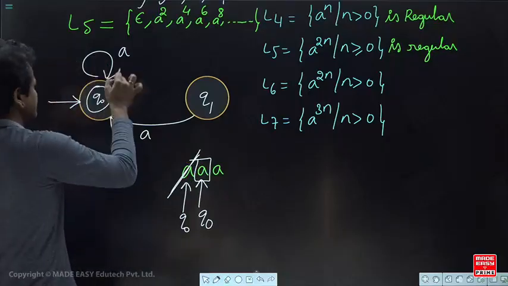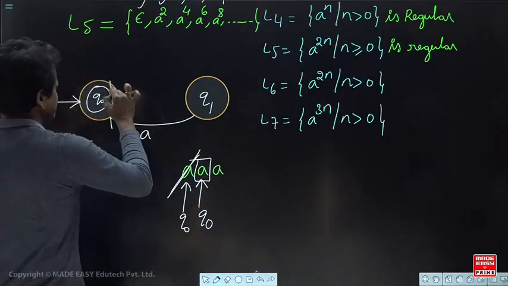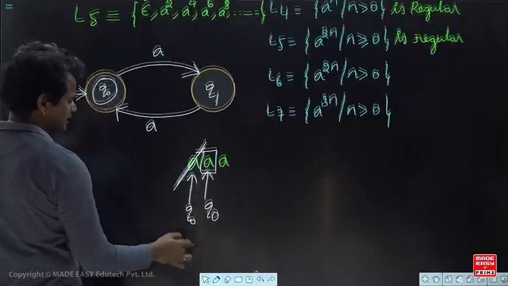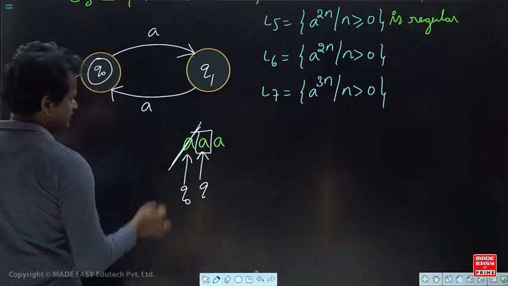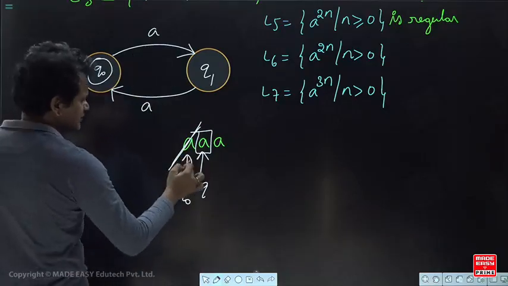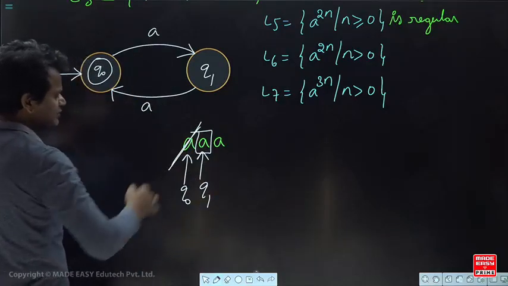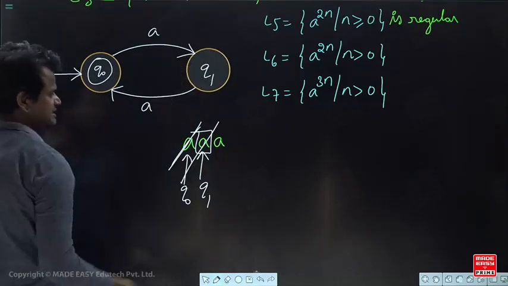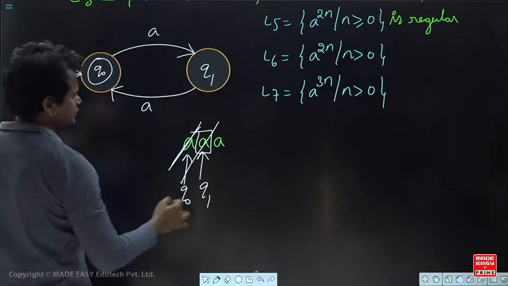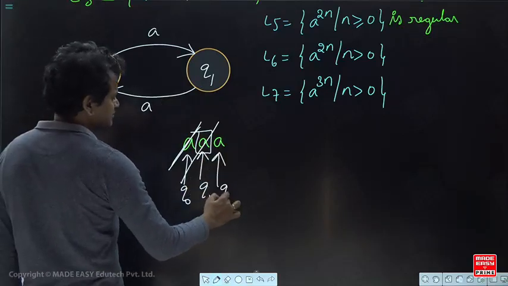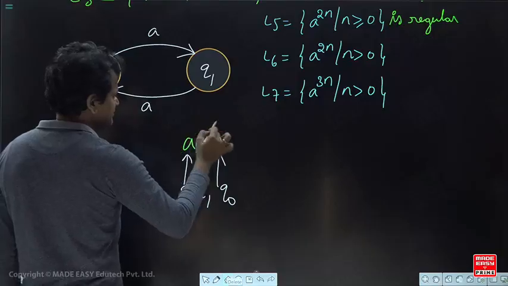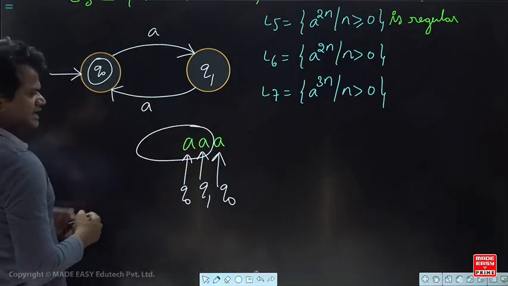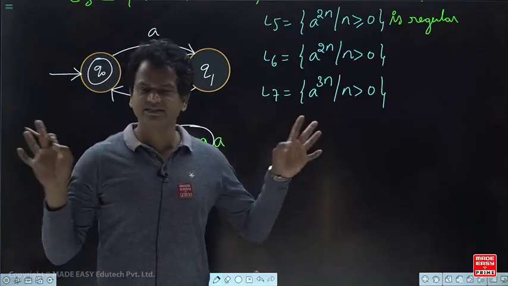Instead of this, on scanning a, if you say go to Q1, then Q0 on a, after scanning, the machine goes to the next input symbol and goes to Q1. Q1 on a, if you say remain here, it will be in the same state, or if you say go to Q0, it will move to the next input symbol and go to the Q0 state. But the machine cannot remember that till now it has scanned 2 a's, or 3 a's, or 100 a's.